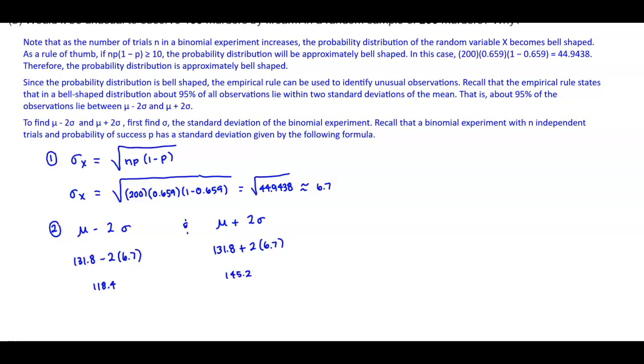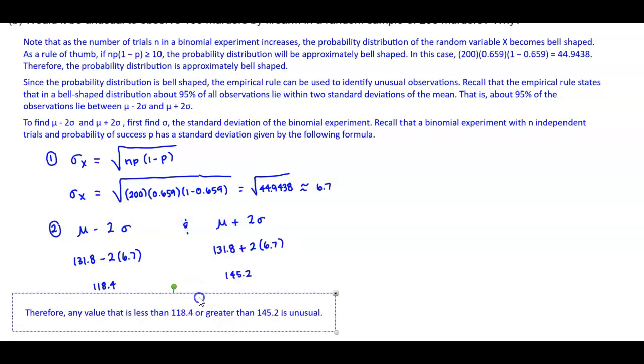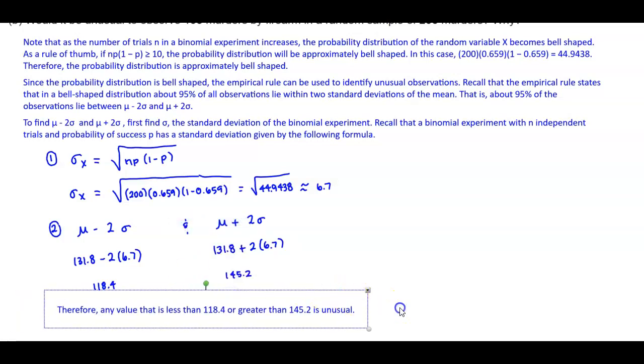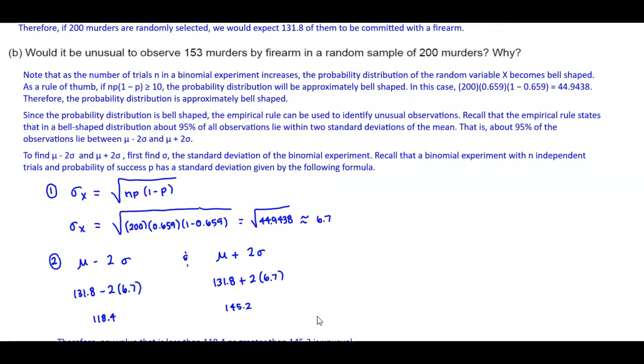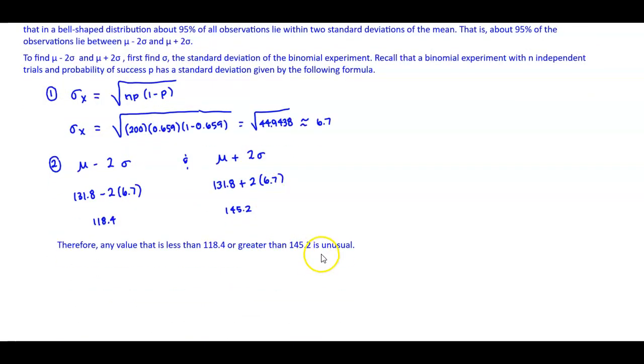So we would say that any value that is less than 118.4 or greater than 145.2 is unusual. Well, 153 is above that, so therefore it would be considered unusual.